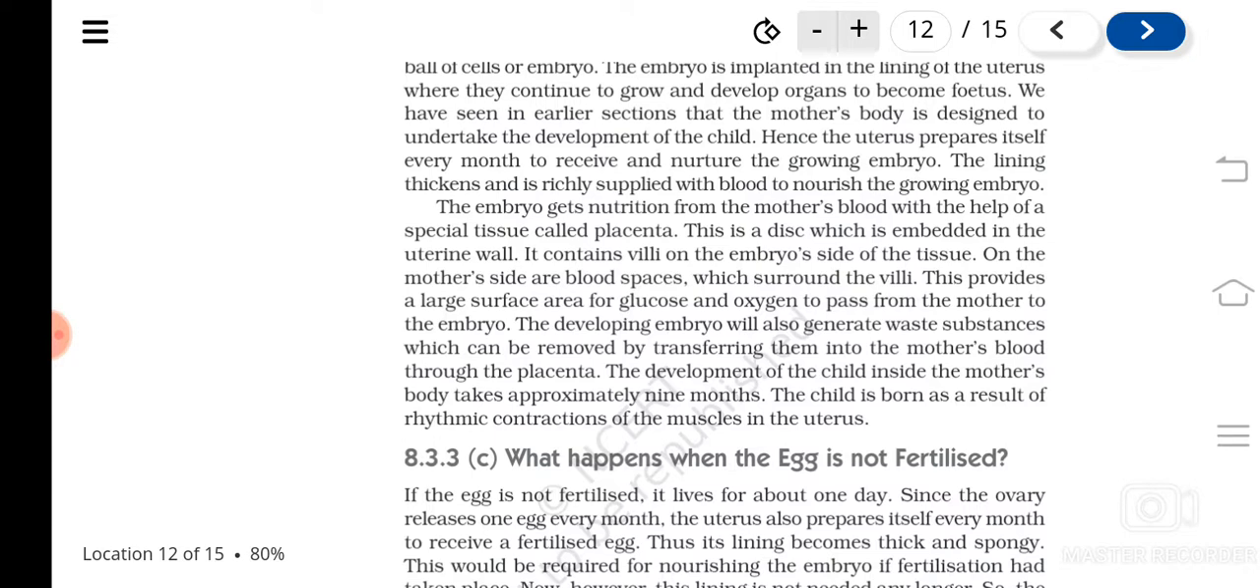Okay, so it's a disc-shaped tissue embedded in the uterine wall, and it contains villi on the embryo side, and on the mother side they have blood spaces. Okay, so into the blood spaces of the mother's side, the villi of the embryo side will be what? Embedded, so that the materials can get exchanged between the mother and the baby.